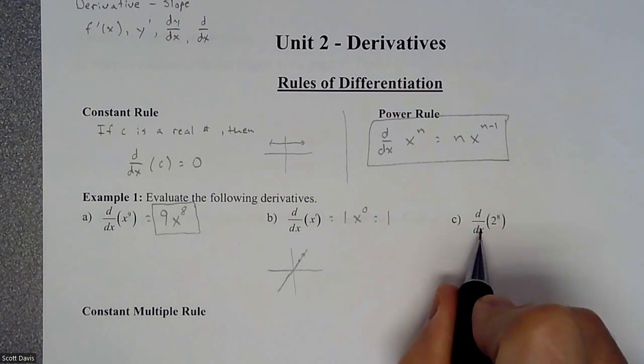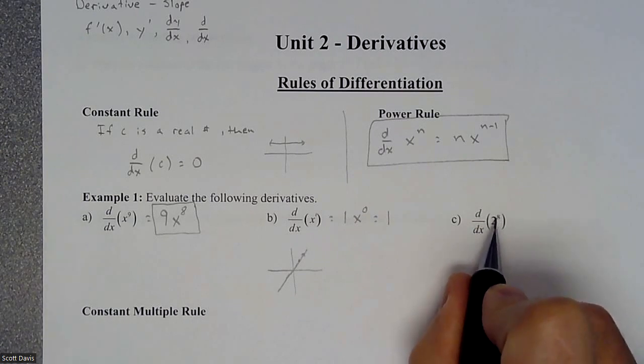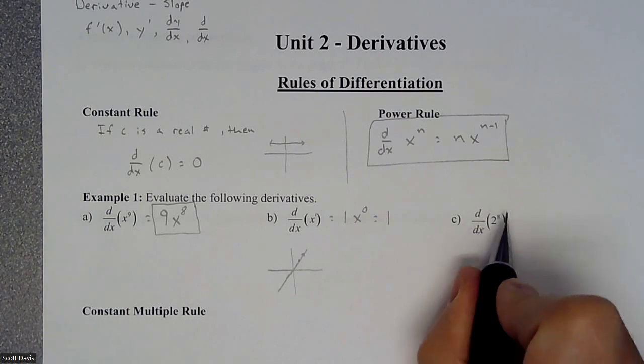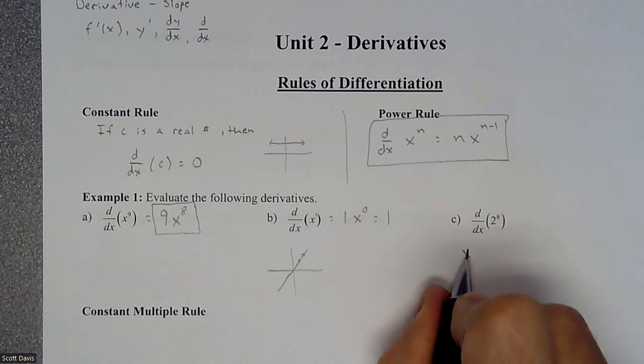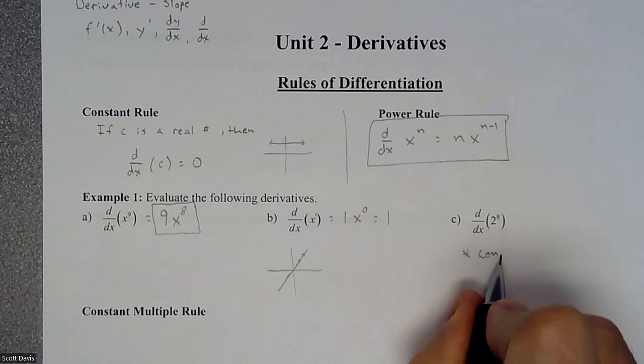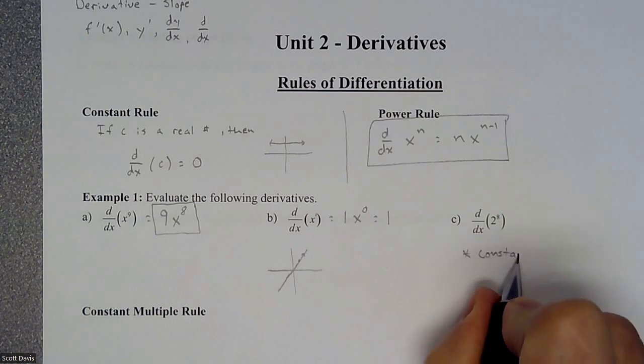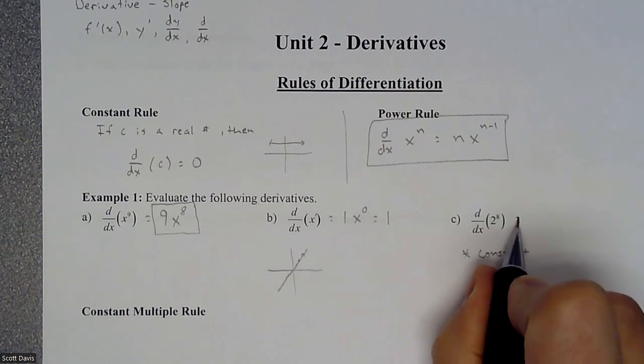And then here, we're doing the derivative of this. Just because there's a power does not mean that it's a variable raised to a power. This is actually a constant. And so the constant, what's the slope on a constant? The slope is 0.